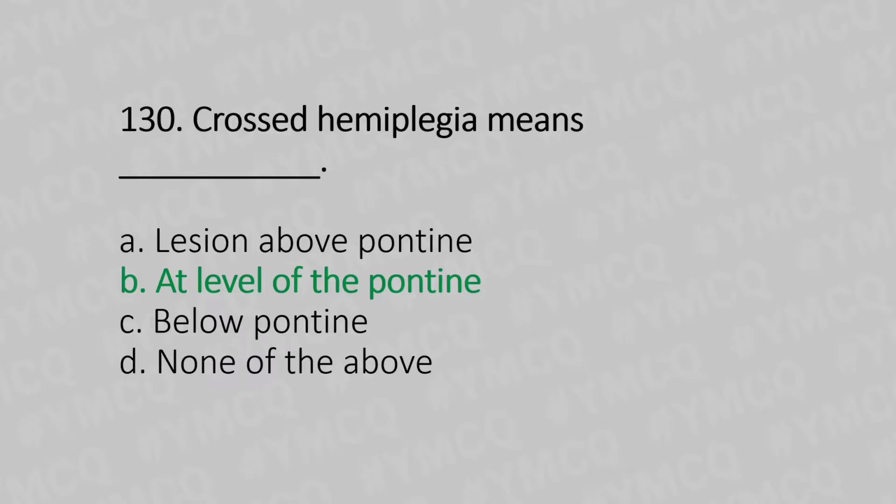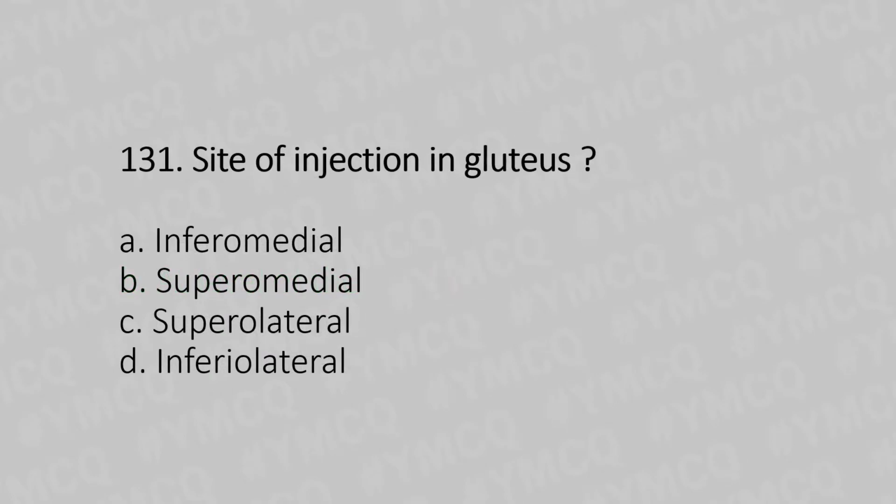Now let's move to question number 131. Site of injection in gluteus. Option A, inferior medial. Option B, superior medial. Option C, superior lateral. Option D, inferior lateral. And the answer is option C, superior lateral.